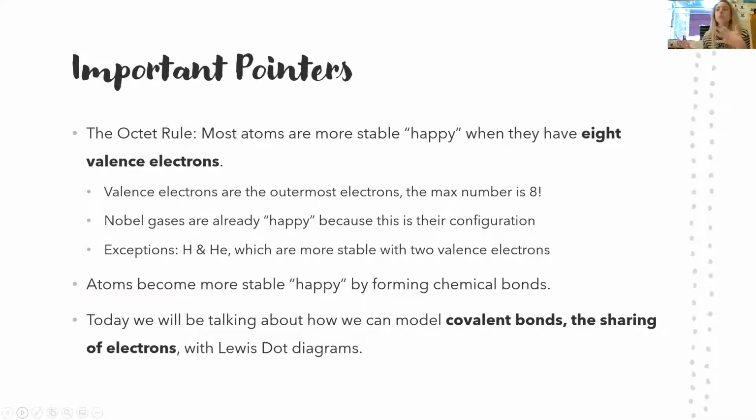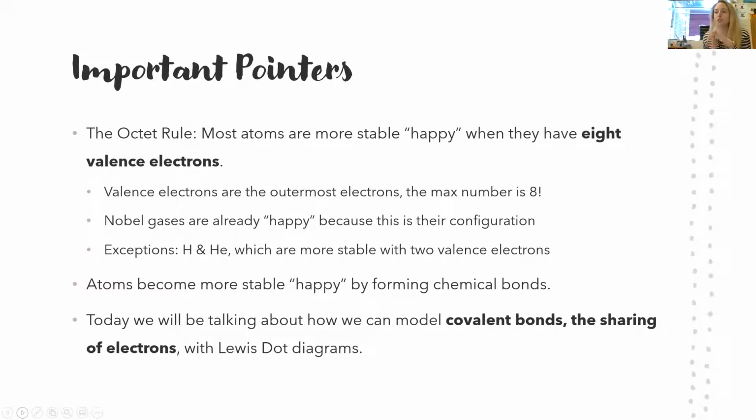So the octet rule states that most atoms are stable or happy when they have 8 valence electrons. So remember, valence electrons are the outermost electrons that an atom has. And the maximum number that one can have is 8. So you should never see more than 8 when it comes to valence electrons. So recall that noble gases are stable or inert or non-reactive because they do have 8 valence electrons. So they have a complete electron configuration. So there's this complete octet.